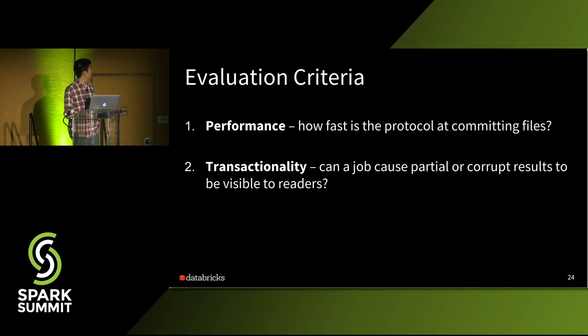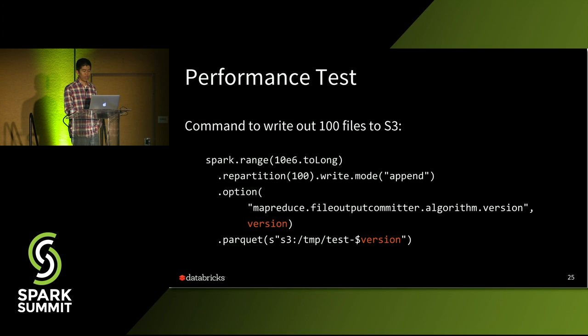To compare these commit protocols, we're going to look at performance, how fast is this protocol at committing files, and we're going to look at transactionality. So will a job cause partial or corrupt results to be visible to readers? For the performance test, I'm going to use this synthetic benchmark. First, I call spark.range to produce some rows. I'm going to repartition those rows into 100 different tasks and then tell Spark to append them to S3. So this is going to write 100 files to S3. And I'm going to run this job using v1 and then v2 of the Hadoop commit protocol.